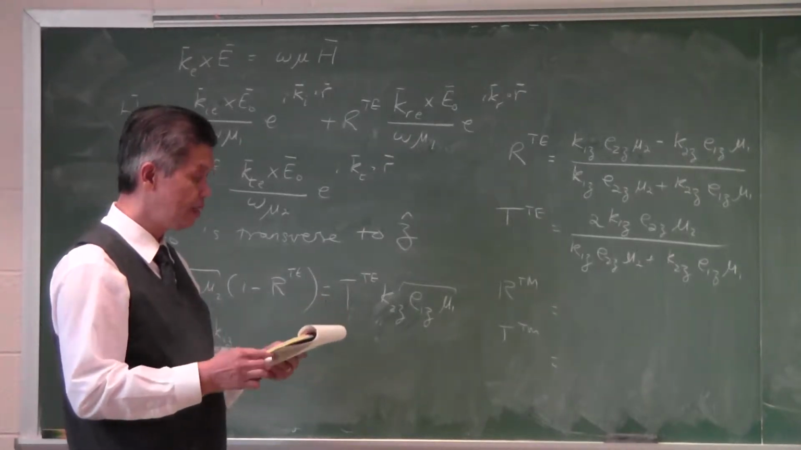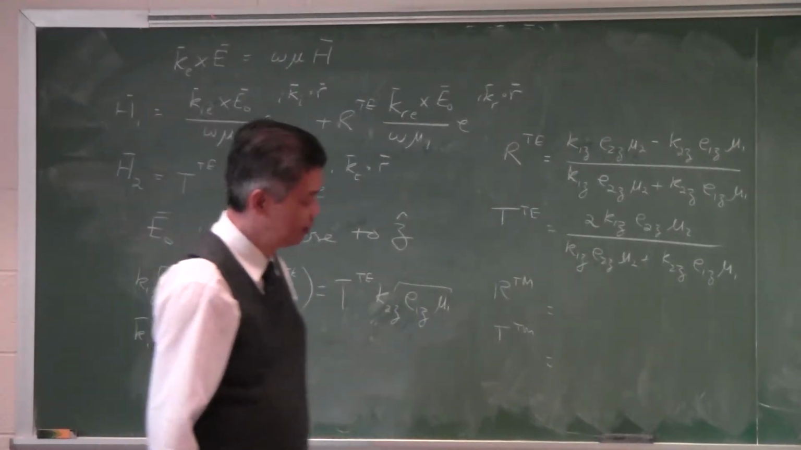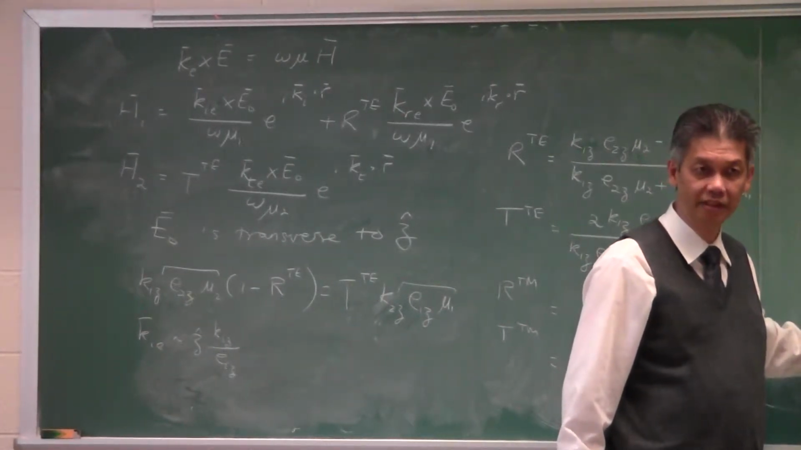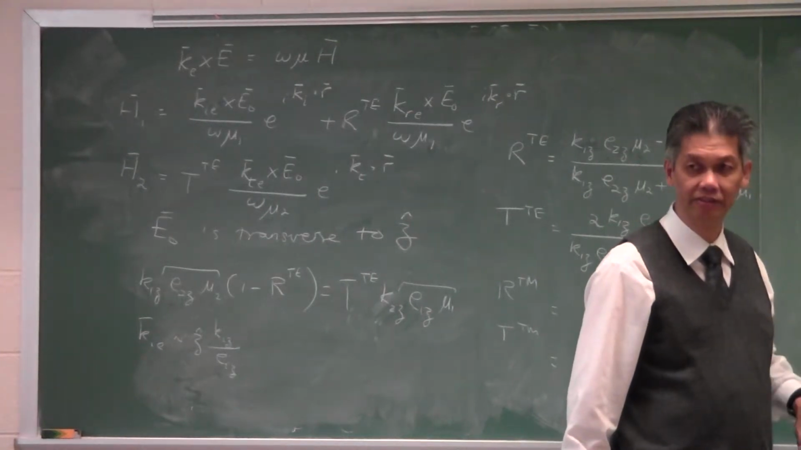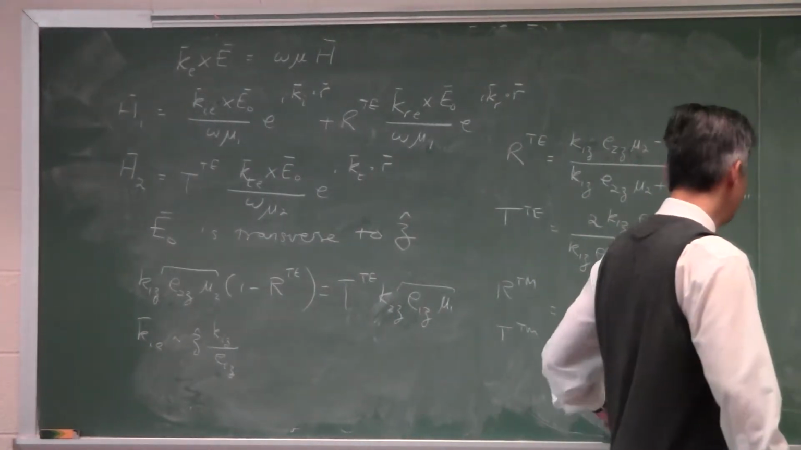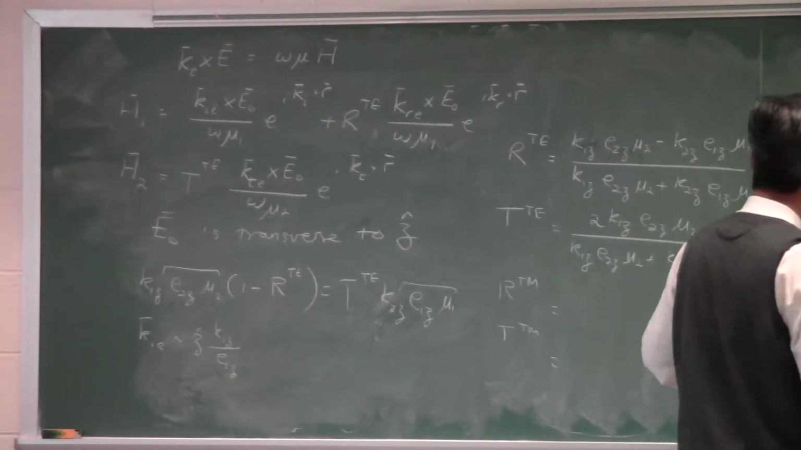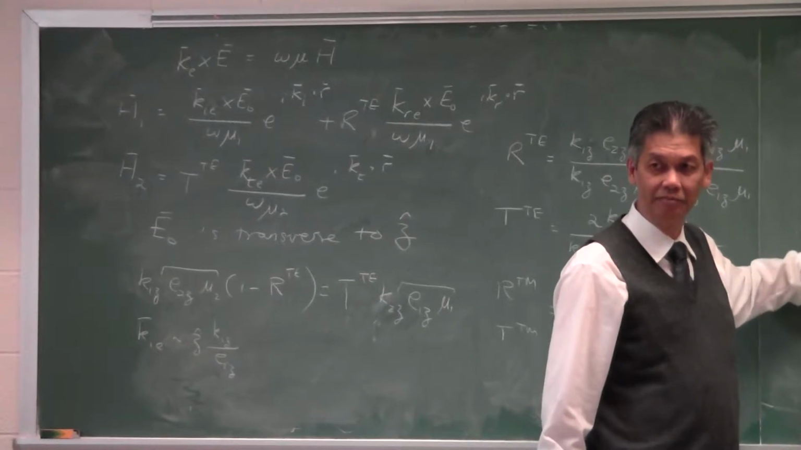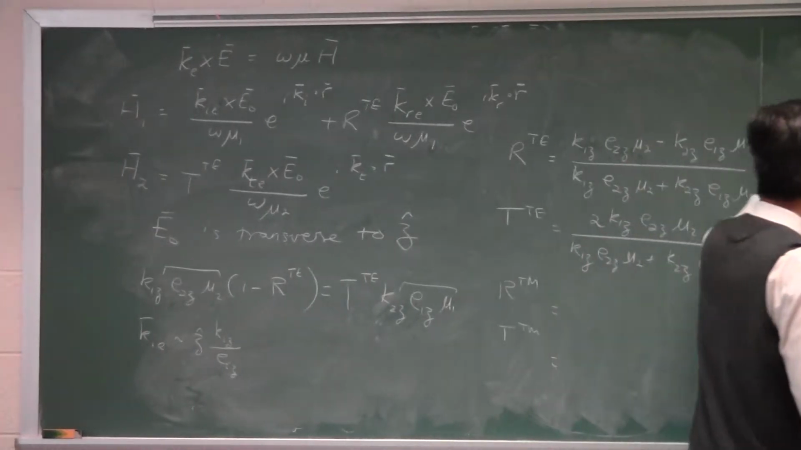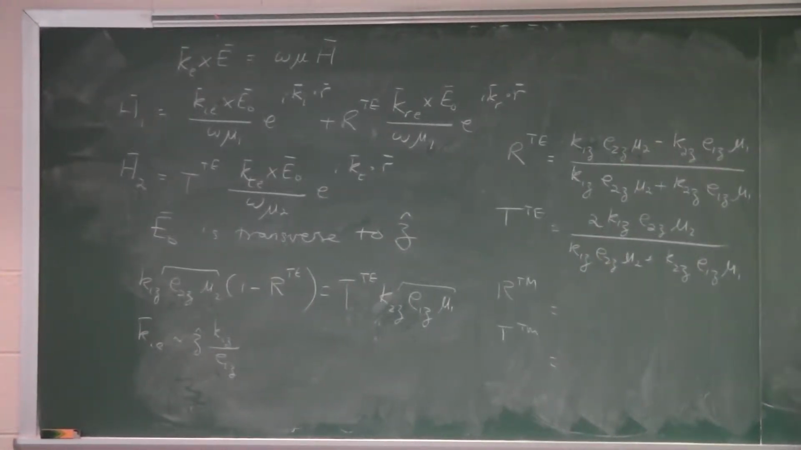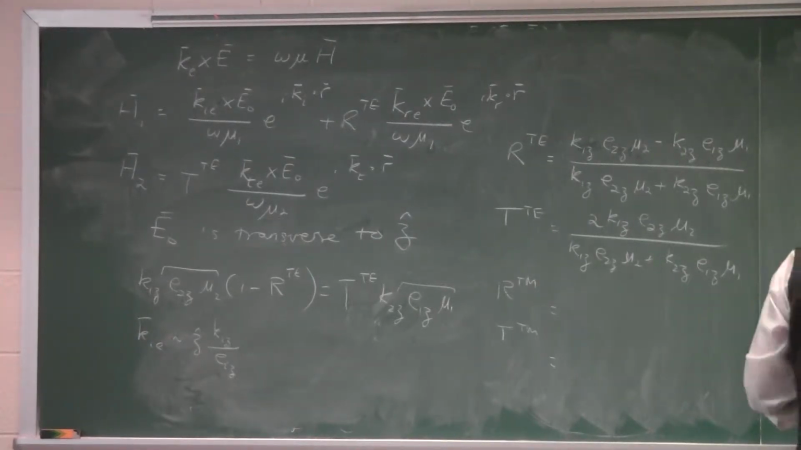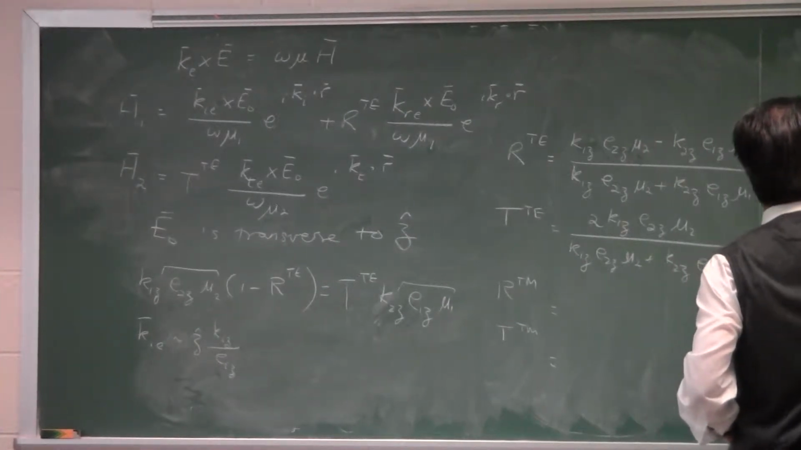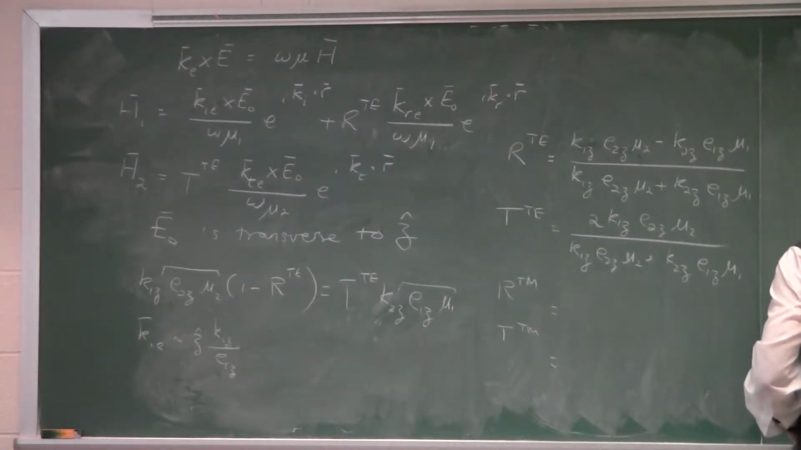But let's talk about a case where you can design this interface so that it's perfectly matched, so that the reflection coefficient is 0. And let's see how we can define this interface. It turns out that something like this would have to happen, that the two regions will have to have the same impedance as one criterion. And what are the other criteria that you need for perfect matching? So let's design a perfectly matched interface.